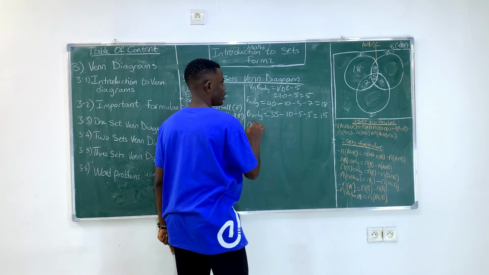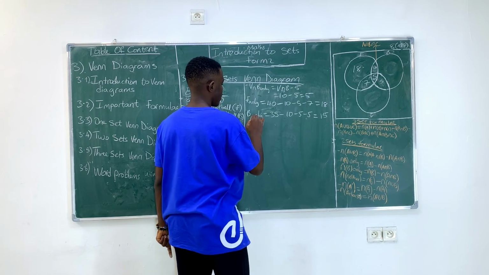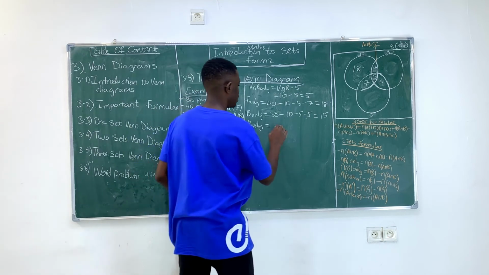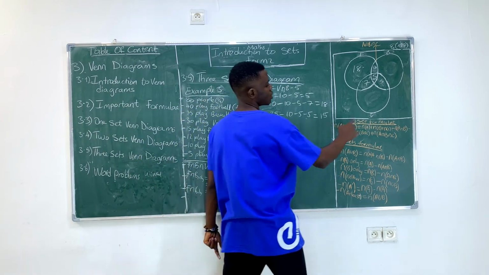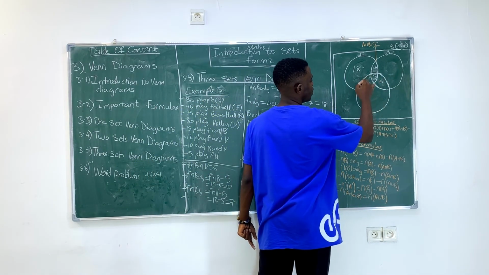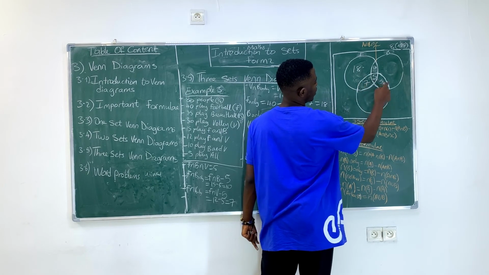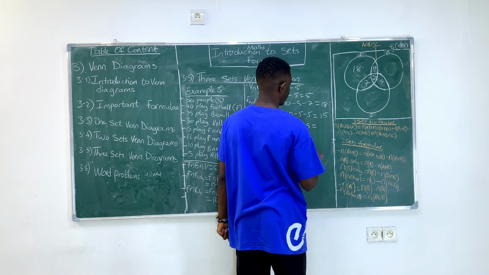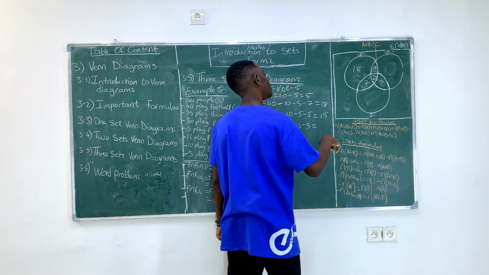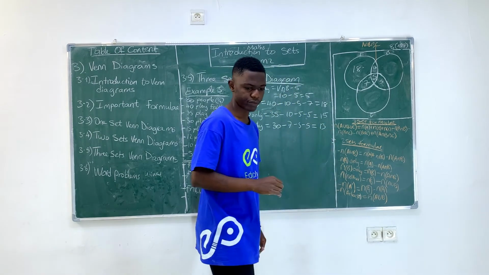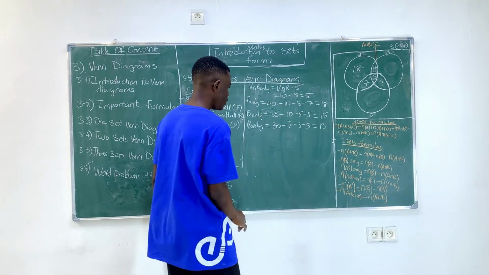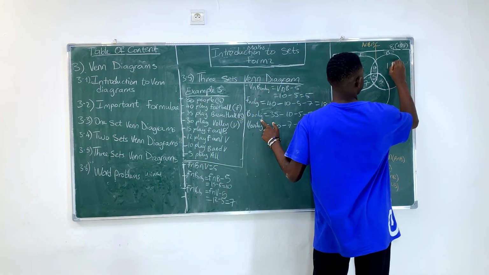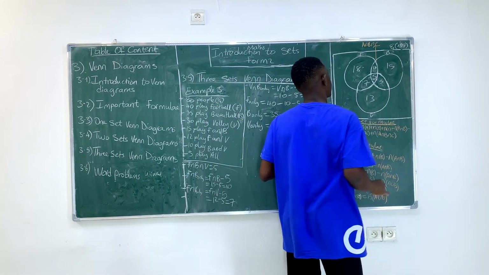We just say for v only. V only is the total number of v, 30, minus all of the intersections that include v. So you have 7, 5, 5. 30 minus 7 minus 5 minus 5 is 13. So here, b only is 15, v only is 13.